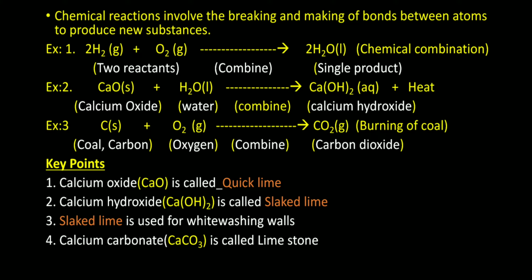Here I have given key points. Number one: calcium oxide, CaO, is called quicklime. Very important key points I have given here. Number two: calcium hydroxide, Ca(OH)2, is called slaked lime. Slaked lime is used for whitewashing the walls. You have to keep it in your mind. The fourth one: calcium carbonate, CaCO3, is called limestone. Next.